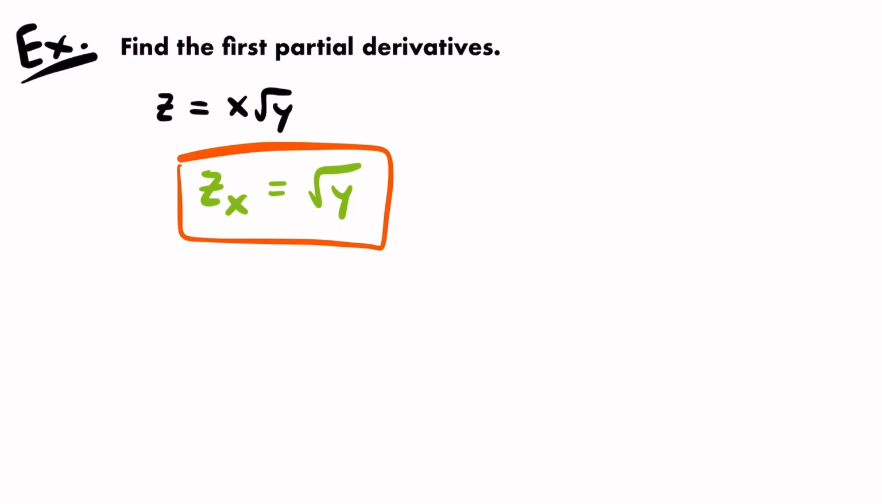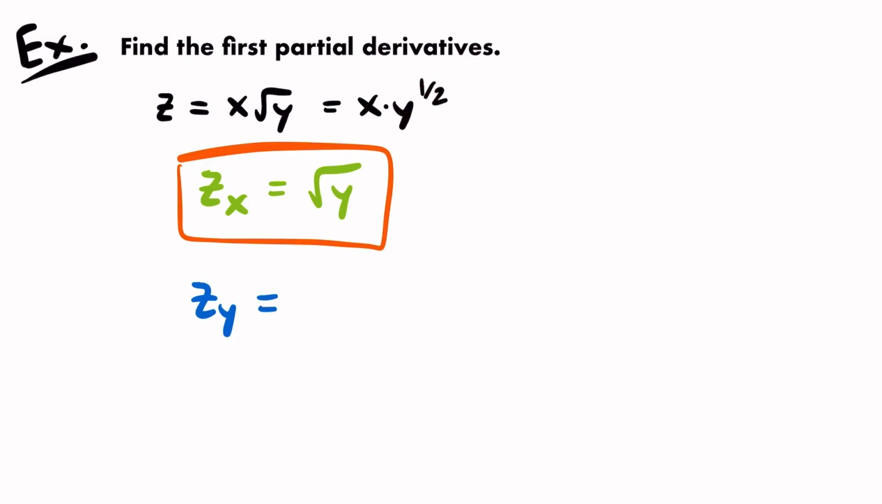But now what about the partial derivative with respect to y, which would be z sub y if we're using the same notation? Well, now we're going to take a derivative of this function with respect to y, treating x as a constant. And it might be helpful to rewrite this function like this. You'd have x times y to the 1/2 power, because in order to take the derivative of the square root of y, you will need to use the power rule. So rewriting the square root as the 1/2 power, which are the same thing, makes it easier to see how to take the derivative of that function.